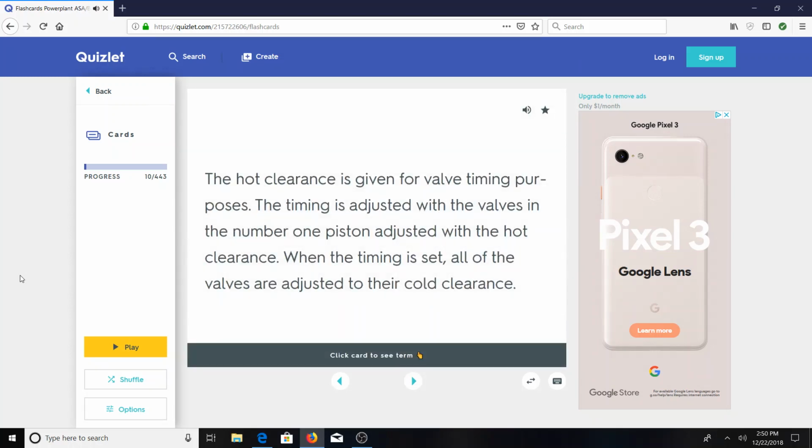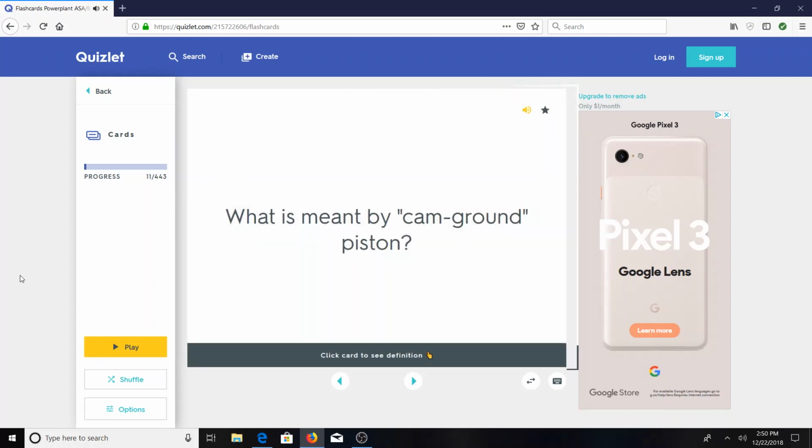The hot clearance is given for valve timing purposes. The timing is adjusted with the valves in the number 1 piston adjusted with the hot clearance. When the timing is set, all of the valves are adjusted to their cold clearance. What is meant by a cam-ground piston?